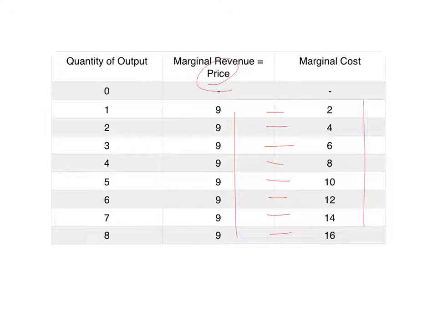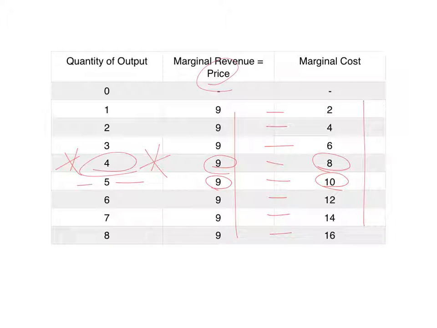But remember the general rule. We look for the highest level of output at which marginal revenue is greater than or equal to marginal cost, and that occurs at a quantity of 4. At 4 units, marginal revenue is 9, marginal cost is 8. We wouldn't go to 5. We wouldn't produce the 5th unit, because at that point marginal cost exceeds the marginal revenue. That 5th unit would be unprofitable. So the firm maximizes profits by producing 4 units. And again, we used the general form of the profit maximization rule.